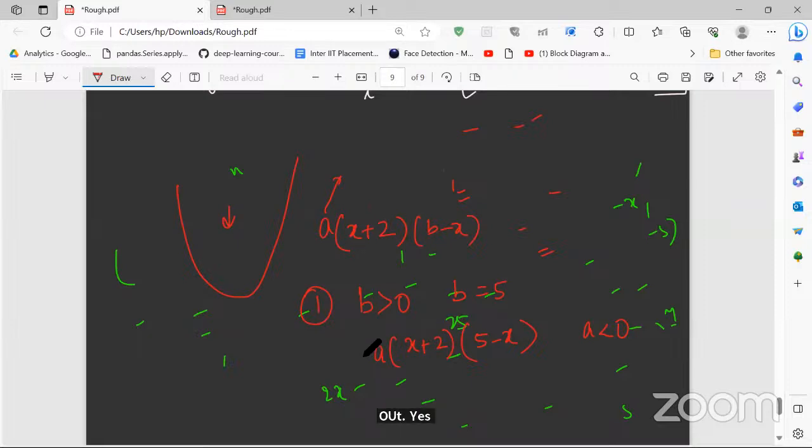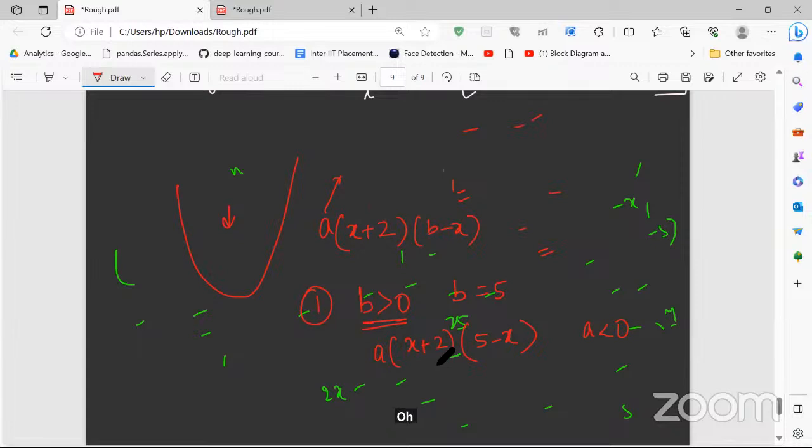Sir, can you repeat that, please? Okay, so I'm repeating. Here b is also a variable, so b can take any value. b can be positive, and b can be negative also, right? So first I took b as positive. When I took b as positive, I took b as 5.